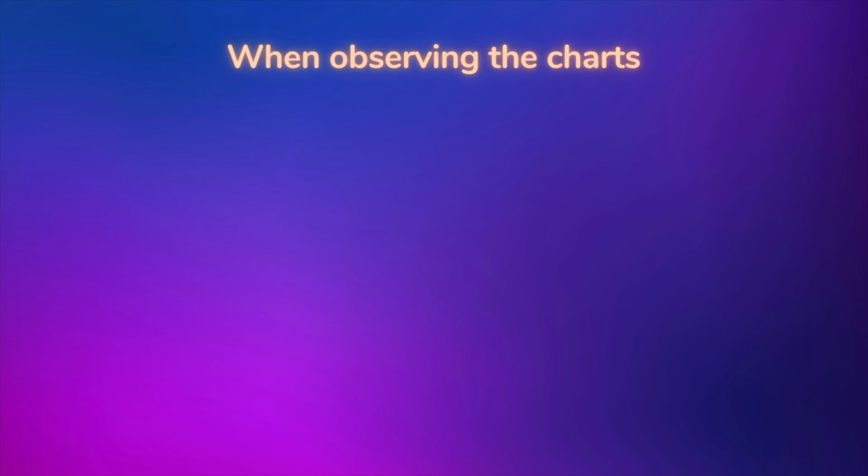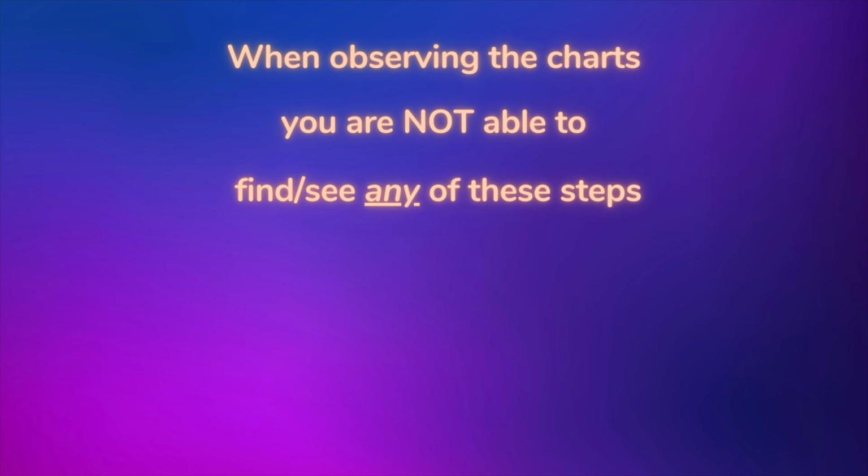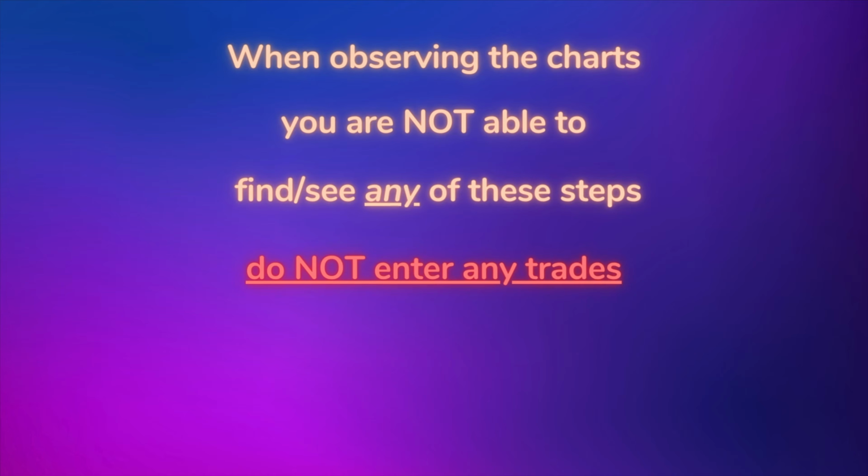I want to tell you this, guys. Considering that the ICT strategy is a process, I want you to remember that when we are observing the charts and we are not able, for whatever reason, to find and see any of these steps, and so if we get to step number 7, for example, and step number 8 is missing and we cannot see it out there, do not enter any trades.